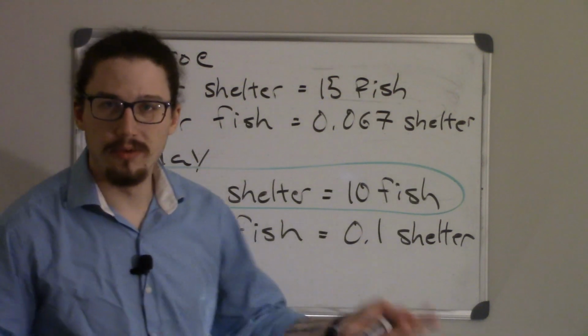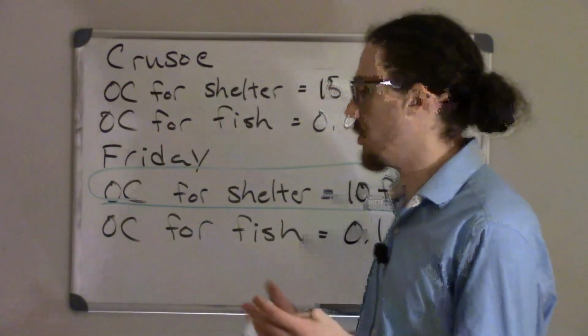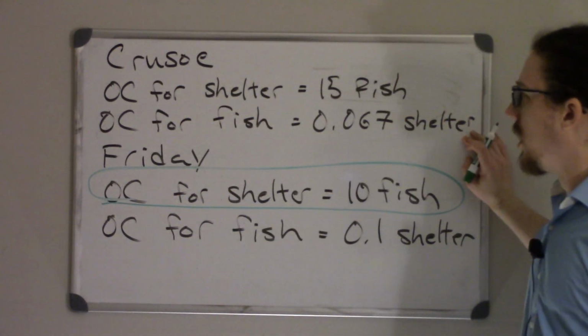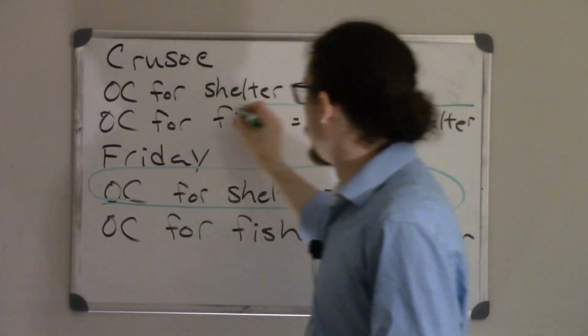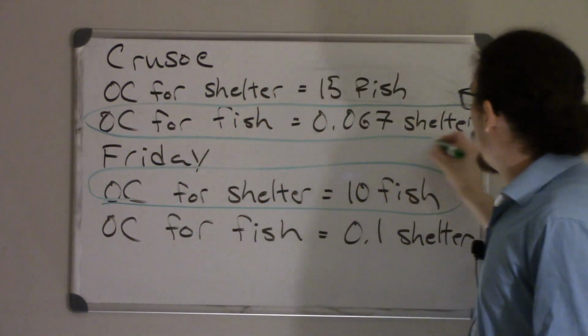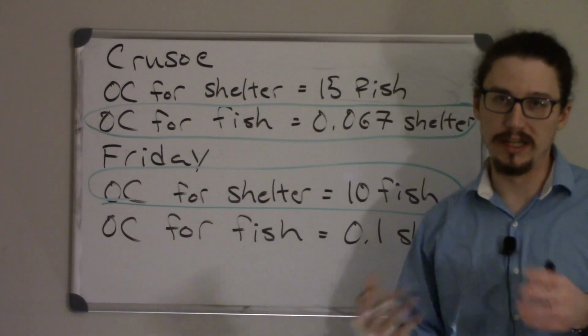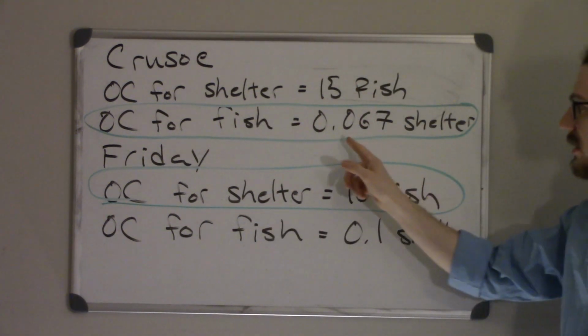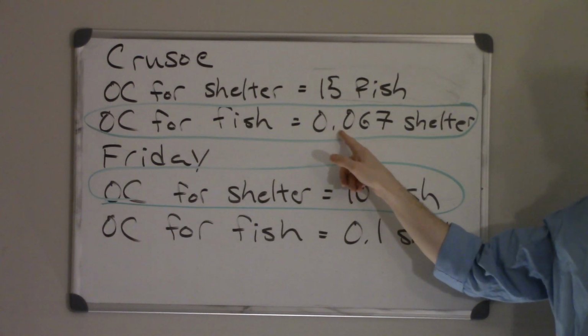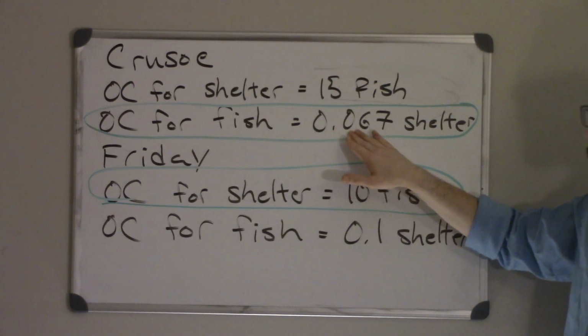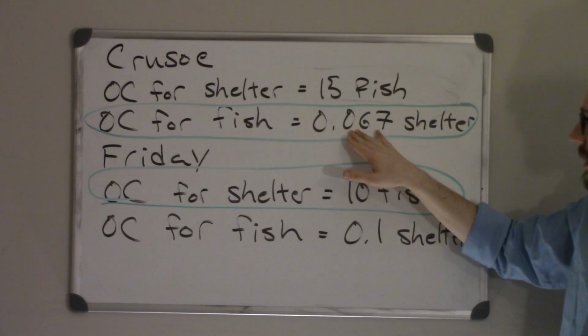Then we can look at fish, right? Well, I've already told you that one's going to have it in one and the other's in the other, so we could just go ahead and say Crusoe is going to have the comparative advantage in fish, and that's true. But we can also look at it and see who has the lowest opportunity cost.